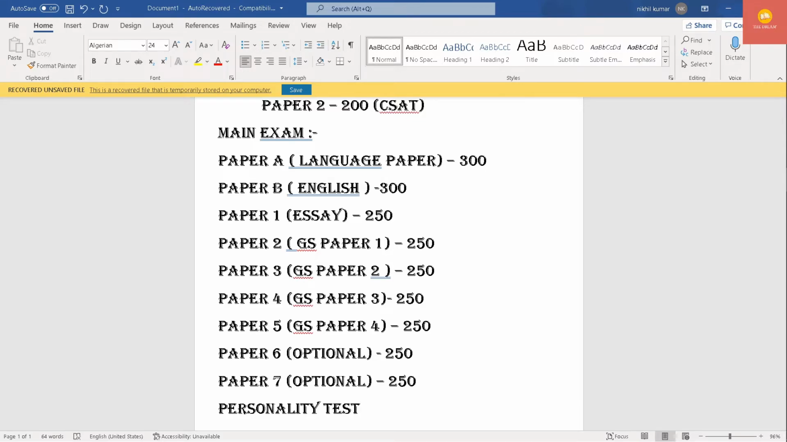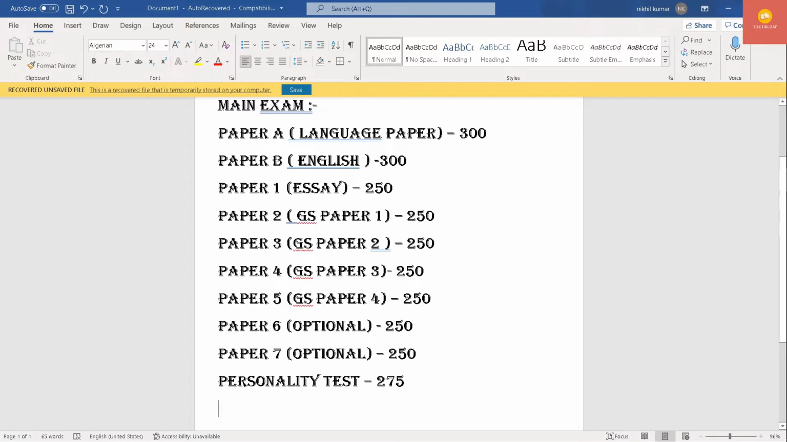In the personality test you will also get marks, and this personality test consists of 275 marks. The overall marks for which you have to fight in the UPSC exam is 2025 marks. This is the total written marks of UPSC.